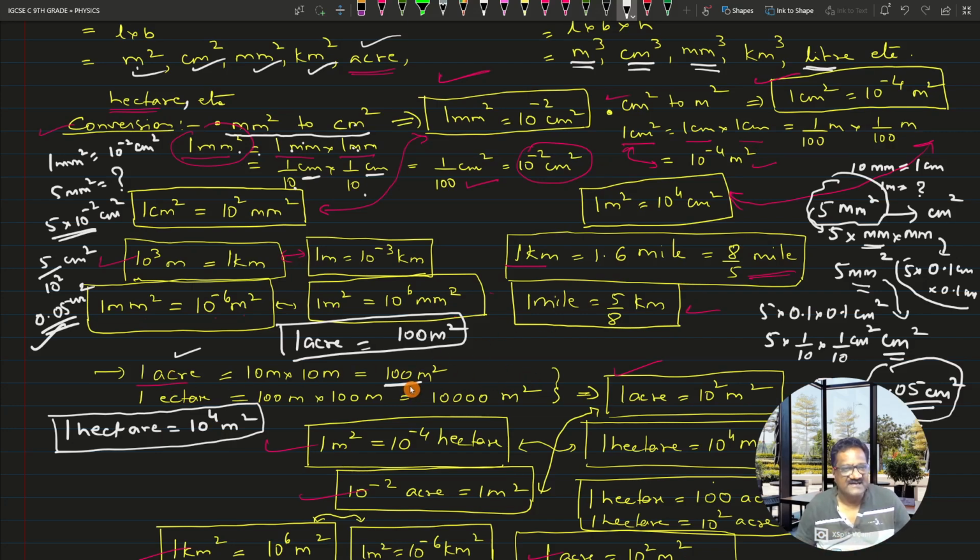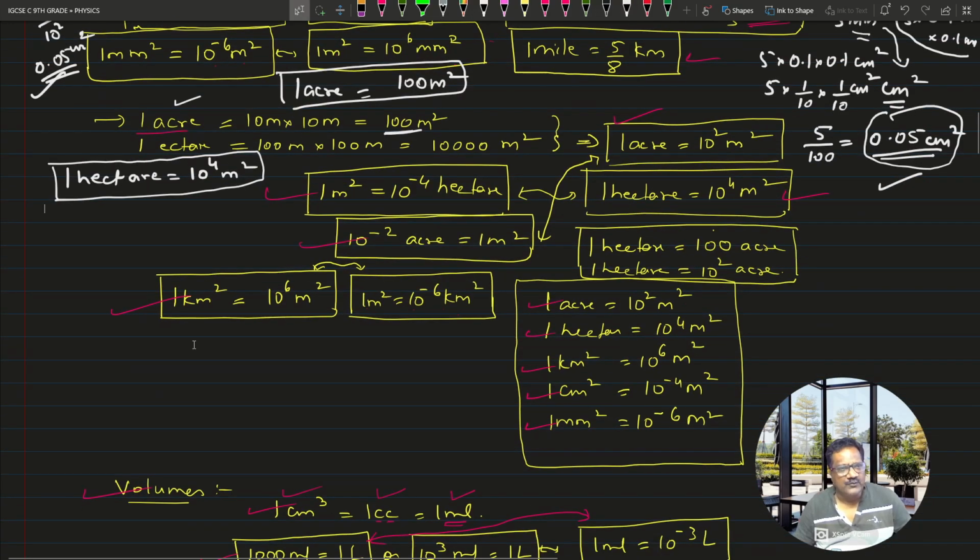So 1 acre is 10 raised to 2 meters square or 100 meters square. 1 hectare is 10 raised to 4 meters square. These are all known as standard relationships. Now, if you go on interconnecting them, you will get all these other relationships also. 1 hectare can also be written as 100 acre. Now here you get a new relationship between hectare and acre. From these two standard relationships, you will get 1 hectare is equal to 100 acre, that is 10 raised to 2 acre also you can write.